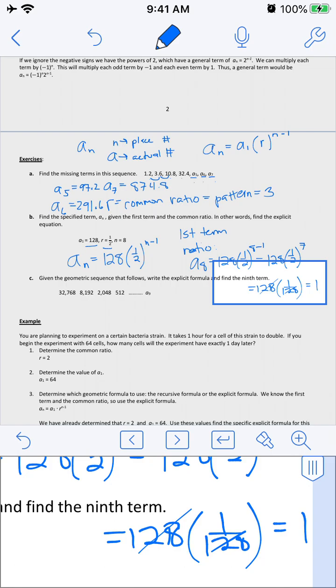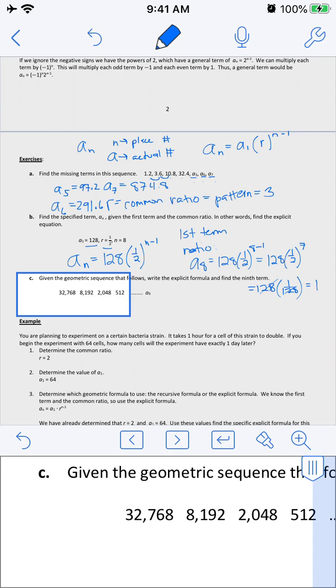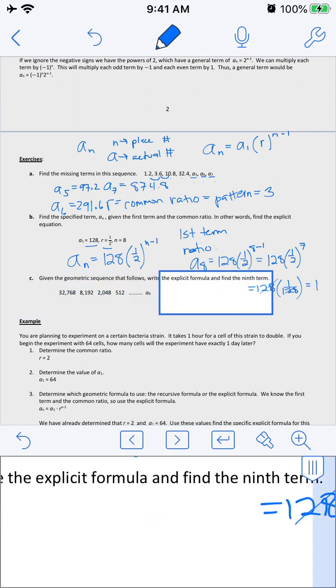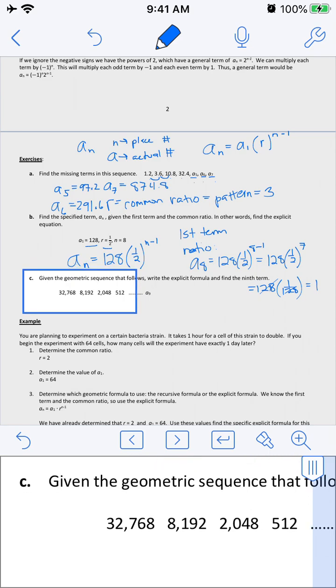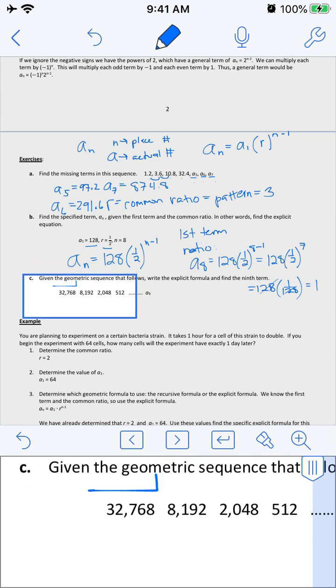Cool. Let's do another one. Given the geometric sequence that follows, write the explicit formula and find the 9th term. What the crap? The geometric sequence? What the heck does that mean? Geometric just means multiplying pattern.